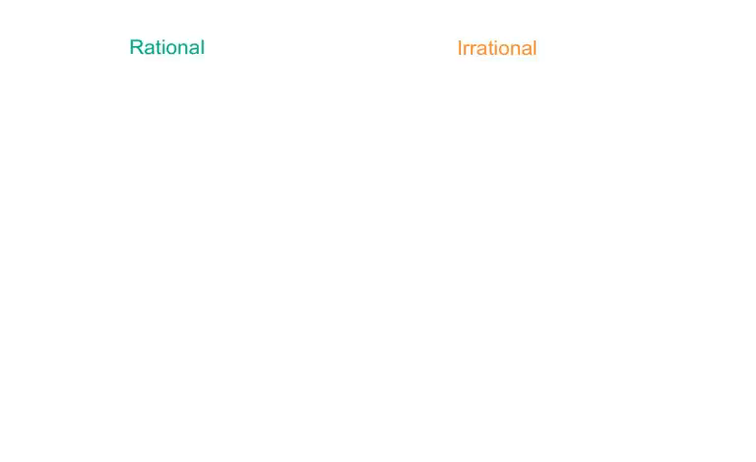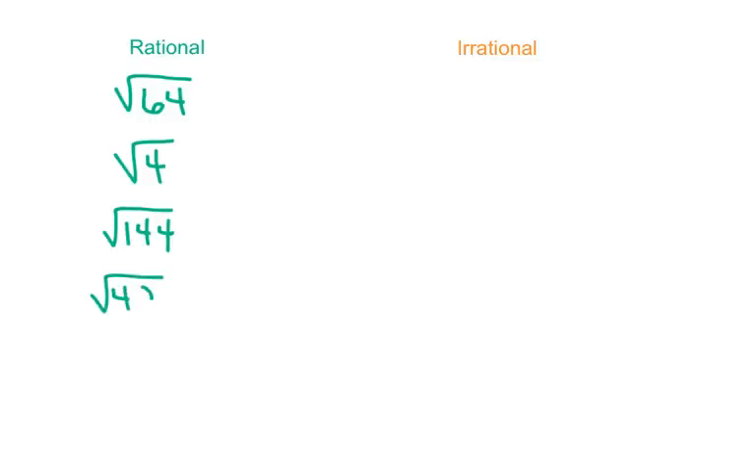As we've already said, the square root of 64 is a rational number because 64 is a perfect square. Another example is the square root of 4. 4 is a perfect square, so the square root of 4 is 2, which is rational. The square root of 144 is rational because 144 is a perfect square. And let's do one more. The square root of 49 is rational because 49 is a perfect square.